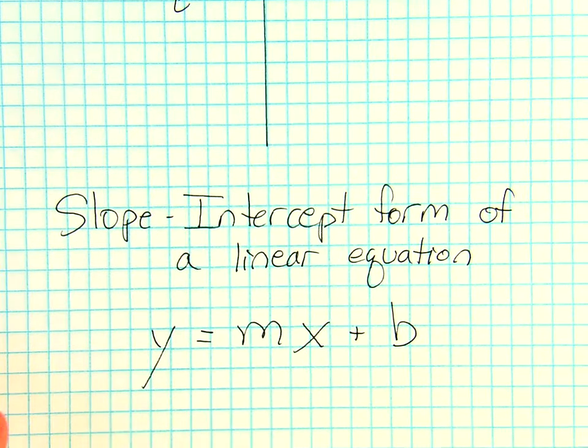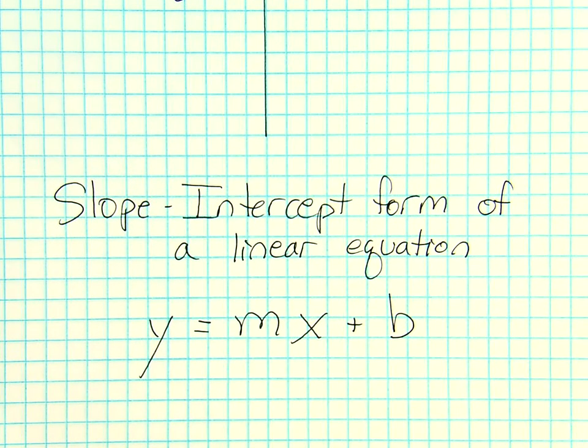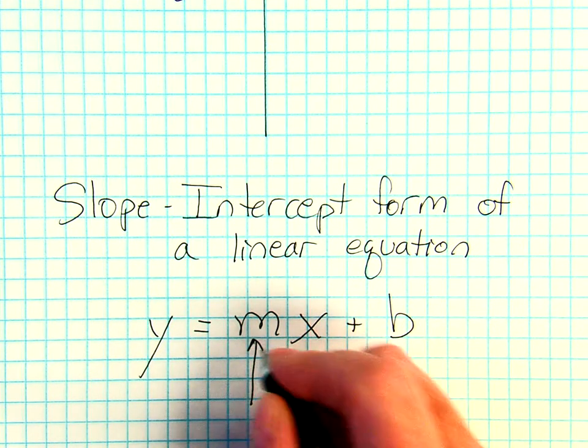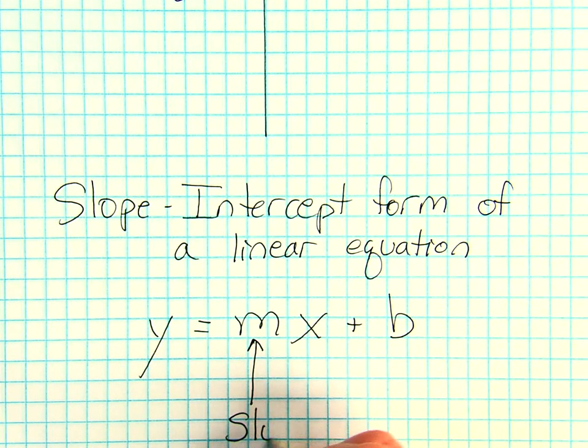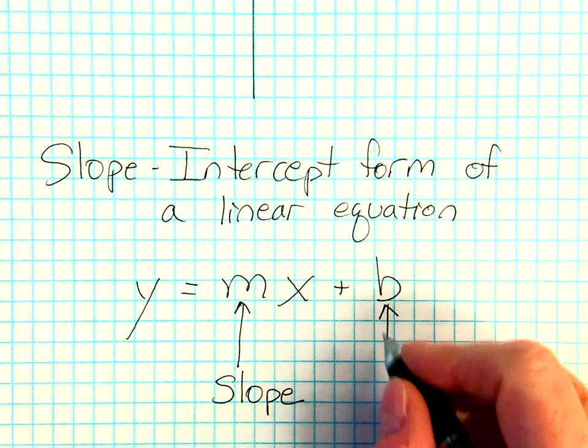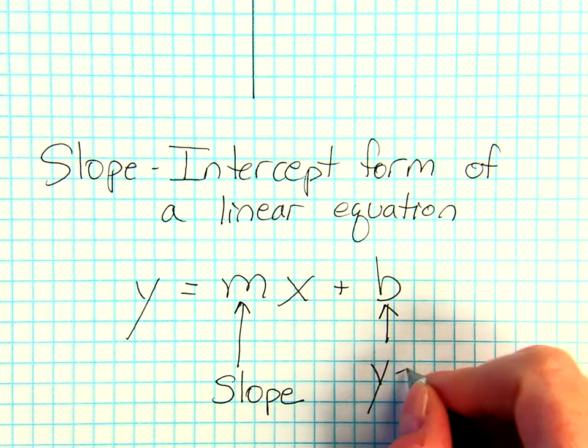And I promise you, if you memorize this now, it will save you so much heartache and trouble in the future, because so much of what we do goes back to this linear equation. We know that x and y represent points, okay? M is our slope. M is our slope, okay? And b will represent our y-intercept.